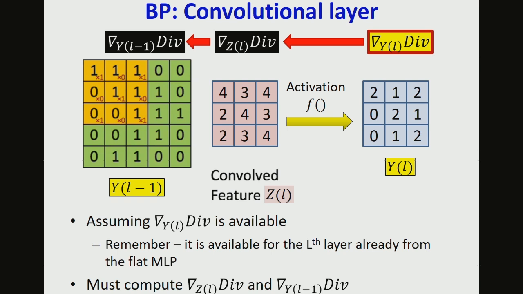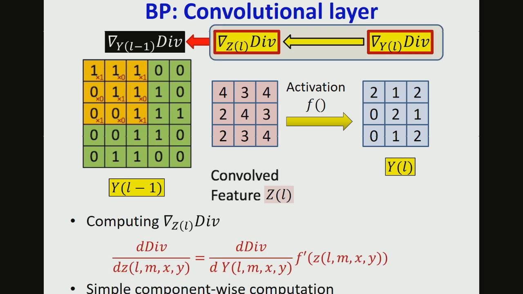So far so good. The question really is what happens when you go backwards, right? So we can assume that you have the derivative of the divergence with respect to the Lth layer, where initially L is the final convolution layer. Now, from those you want to work your way back, and you want to compute the derivatives with respect to Z, which is the affine combination, and subsequently with respect to the Y in the previous layer. If you know how to do this, you can work your way all the way back to the input, right?